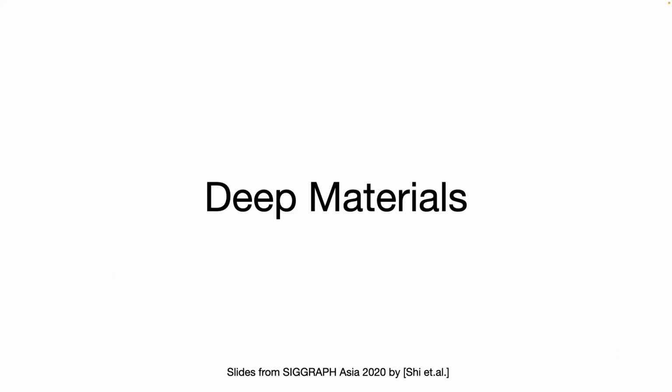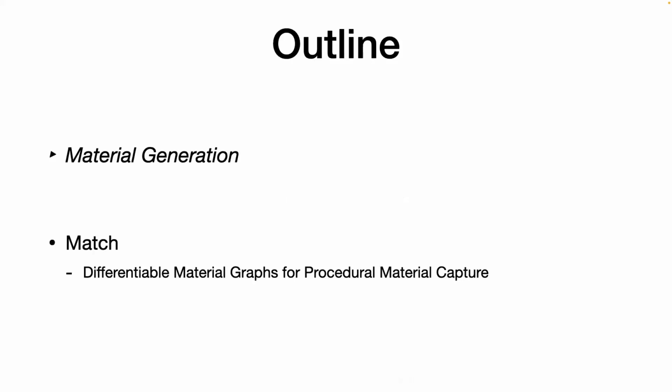And now we are going to see how we can use this with machine learning to learn real materials using deep neural networks, right? This is work from SIGGRAPH Asia 2020, like 4 years ago. So I'm first going to discuss material generation, and then I'm going to give an example of this research.